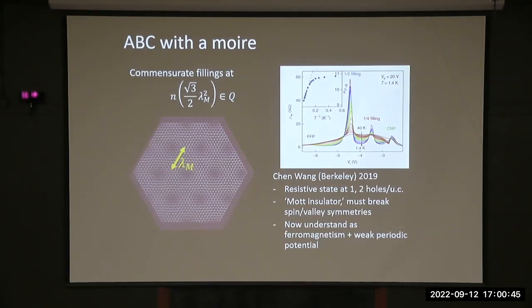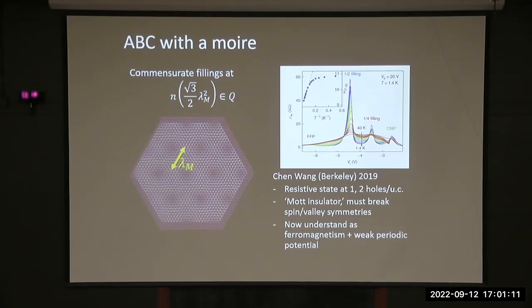So one example, a local example from Berkeley, is ABC with a moire, which actually predated all this work that I've shown you so far, where you just take ABC and put it aligned to a hexagonal boron nitride crystal. If you align them, there's a lattice mismatch, and that generates a superlattice potential. And then what Feng Wang and collaborators observed is that you get insulating or at least resistive states at various commensurate fillings of that superlattice potential.